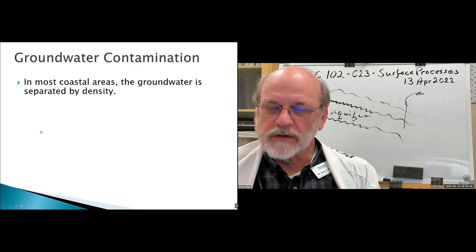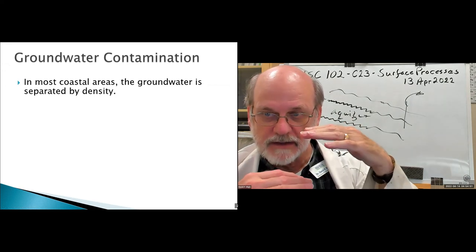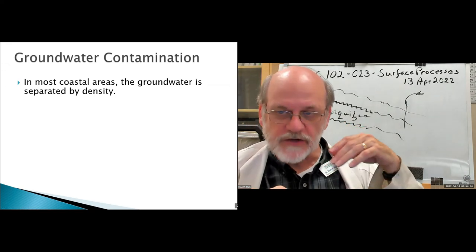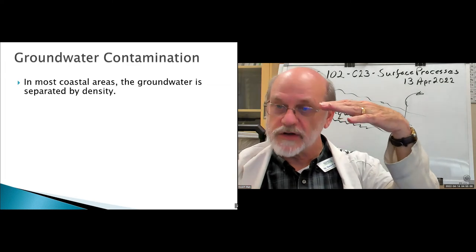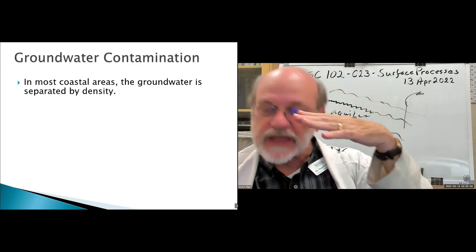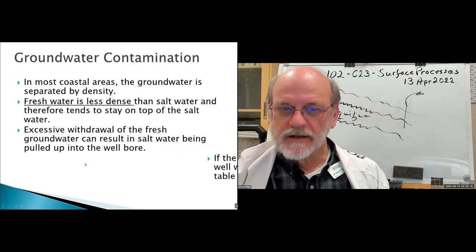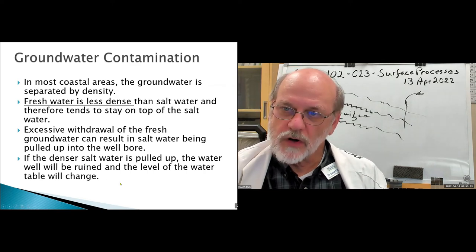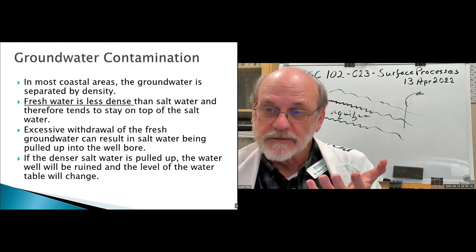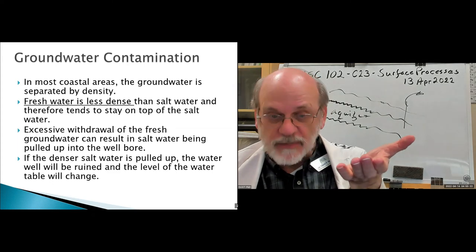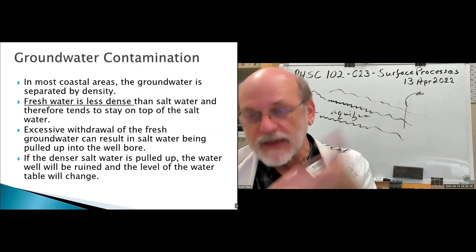Notice that the groundwater in coastal areas is layered based upon density. Fresh water is less dense than salt water, so it will be higher up. If the salt water is intruding, it will intrude underneath the fresh water. Right? So if you have a well into this freshwater source on the coast and you pull fresh water out, then that's going to make a void for the salt water to move in. And eventually, you can start pulling salt water out of your well, and at that point, you can't use it anymore.